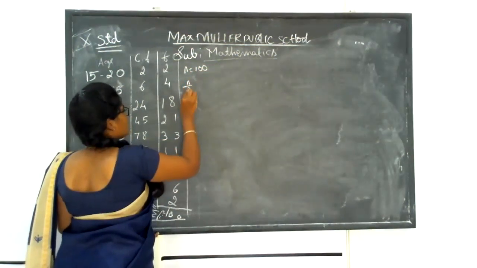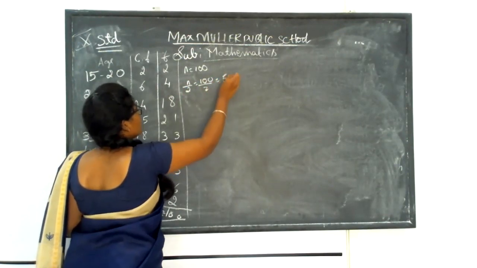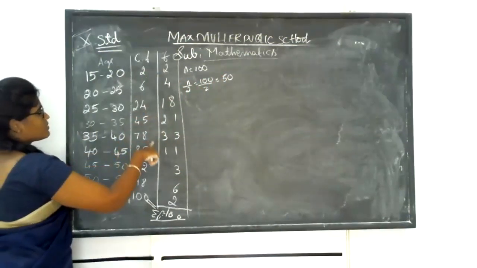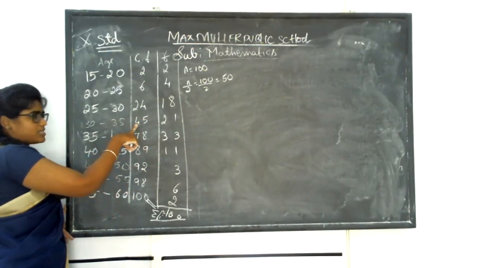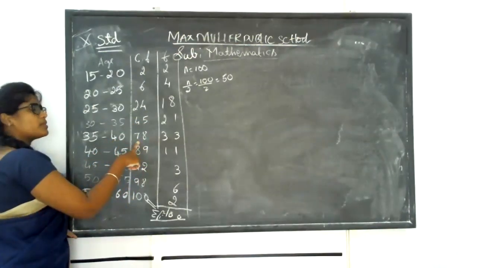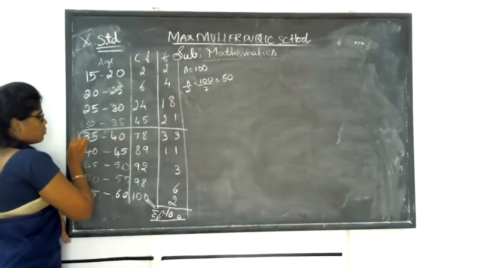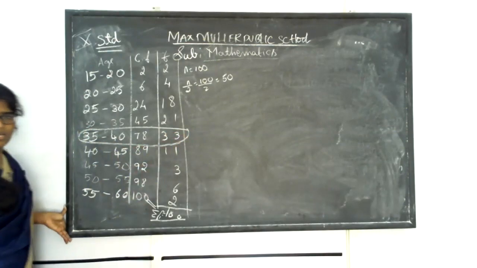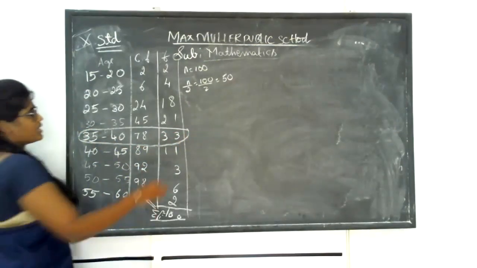Then n by 2 will be 100 by 2. 100 by 2 is 50. In your cumulative frequency, where does 50 belong? See, it is 45. 45 is lesser. For lesser, you're not going to take. For more number, 78 is more than 50. So you're going to take it as more number. Clear? Then start your median class.